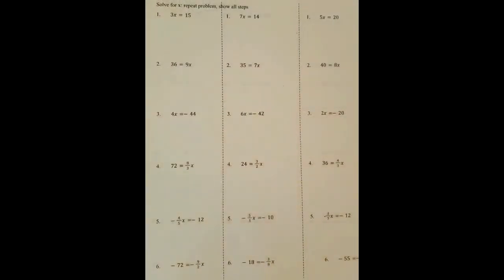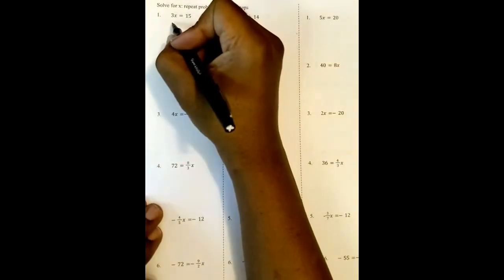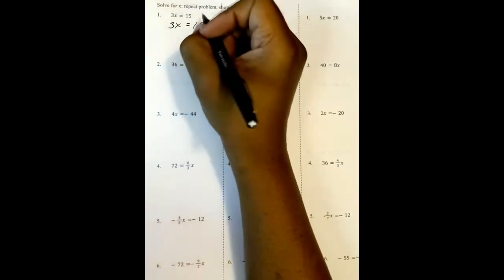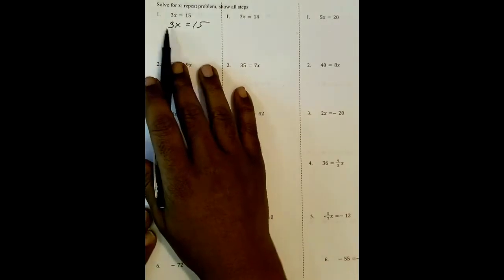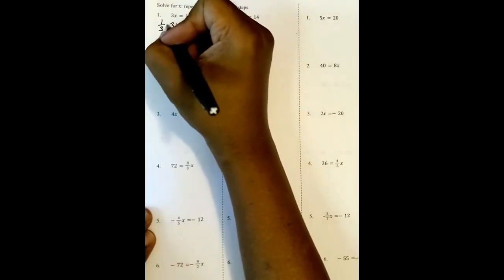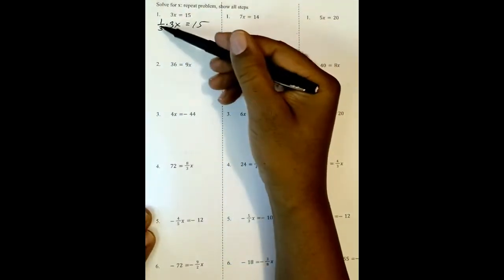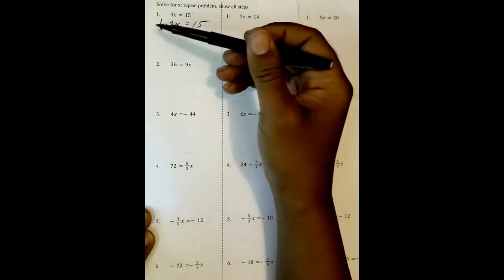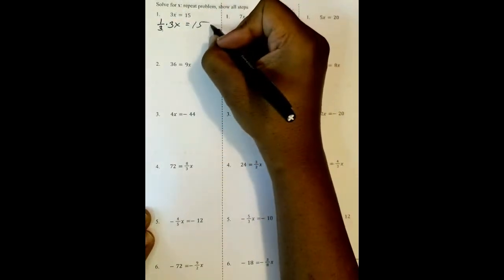What I'm going to use, instead of division, we're going to use reciprocals. So this is a 3x equals 15, and this is a multiplying 3, so I'm going to use a dividing 3. So for the dividing 3, I'm going to use a 1 over 3. Anytime you put a number in the denominator, that means it's dividing. So this is actually a dividing 3. So let's put another dividing 3 over here.